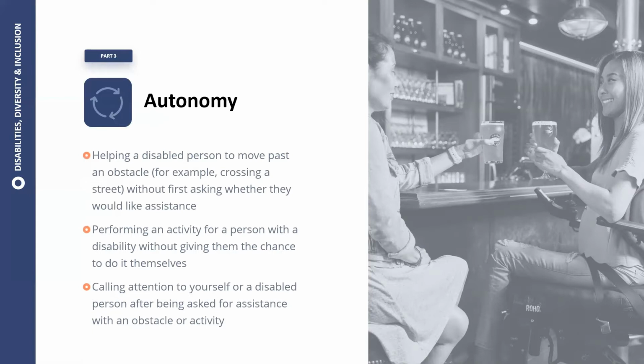Some examples of this include helping a disabled person to move past an obstacle, for example, crossing a street, without first asking whether they would like assistance. Performing an activity for a person with a disability without giving them the chance to do it themselves. Or calling attention to yourself or a disabled person after being asked for assistance with an obstacle or activity. For example, saying something like, "It's so lucky I was here to help you."